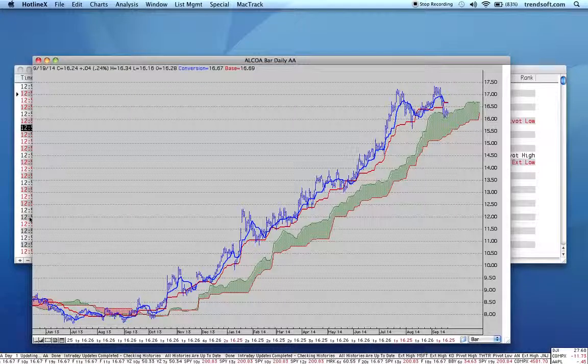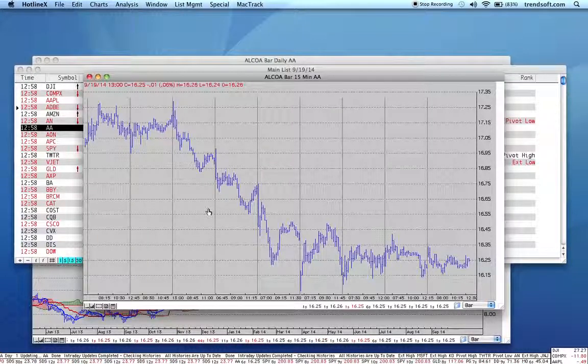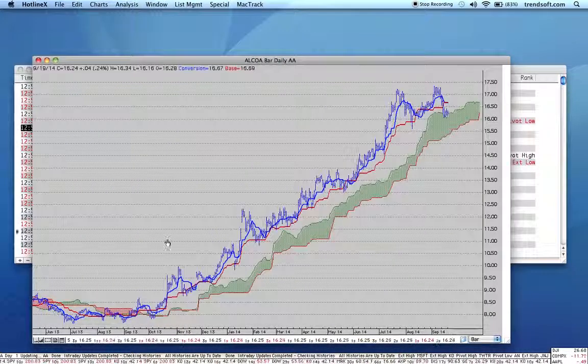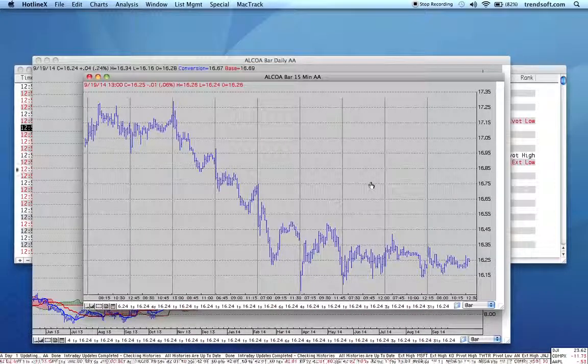Let's take a look at this on an intraday chart. This is a 15-minute chart. The daily chart we were just looking at, this one back here, each bar represents 1 day's activity. In this chart, each bar represents 15 minutes of activity, and these vertical dashed lines represent the separation of trading days. So this is today's activity, then the previous day, etc.